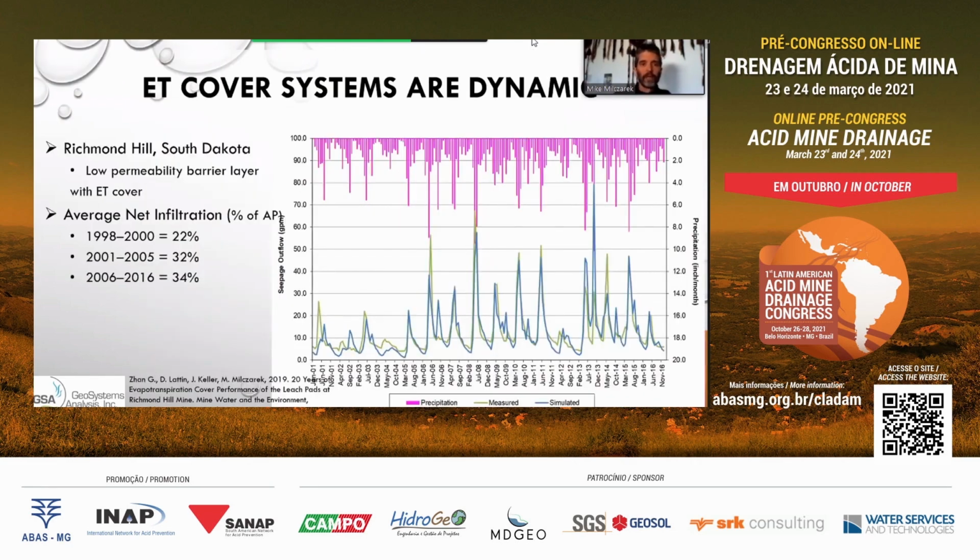The last thing I want to say about ET cover systems is that they're dynamic. This is a study we did with Barrick at a property that they closed in 1998. This consisted of a low permeability barrier layer with an ET cover. What we can see here is the outflow from their heap leach facilities. There were three heap leach pads here. And you can see that during the initial period of time, the outflow from the heap leach pads was fairly low.